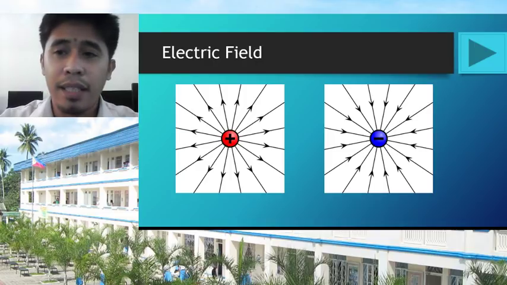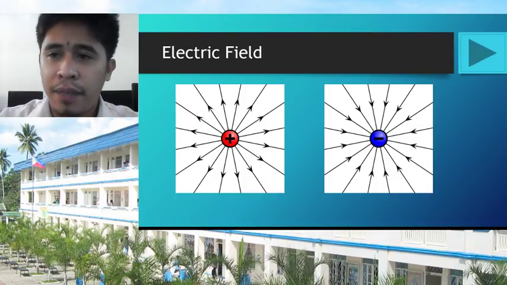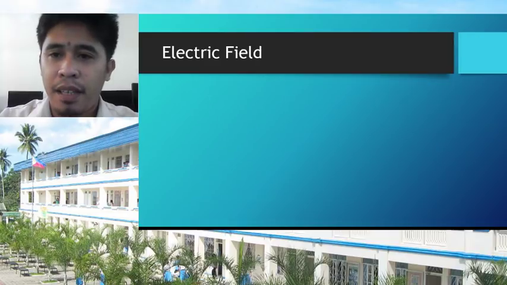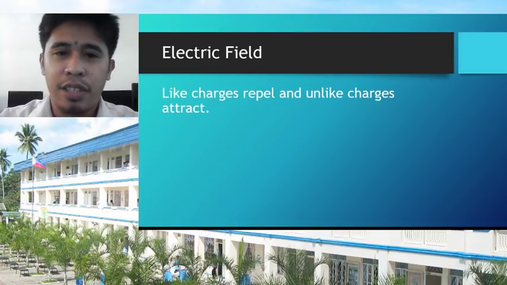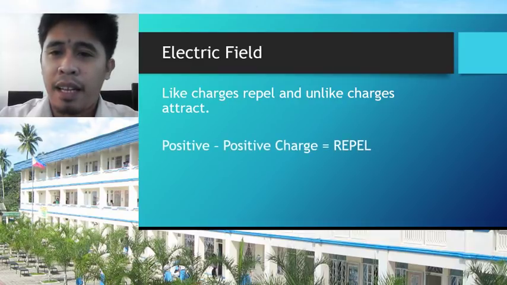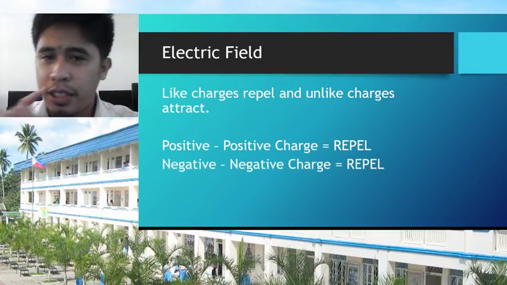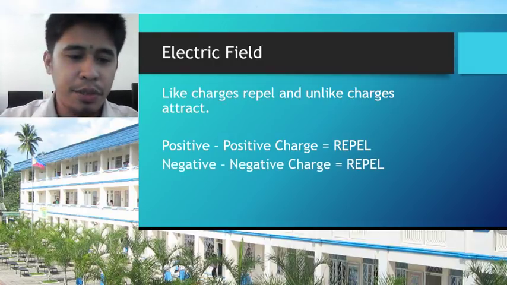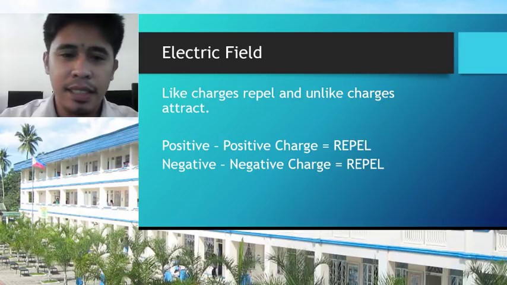As I have said a while ago, this electric field causes the attraction of unlike charges and repulsion of like charges. Hence the saying, like charges repel and unlike charges attract. Two positively charged particles do not attract each other, as well as two negatively charged particles. To illustrate this phenomenon, consider this simulation from the PhET website.